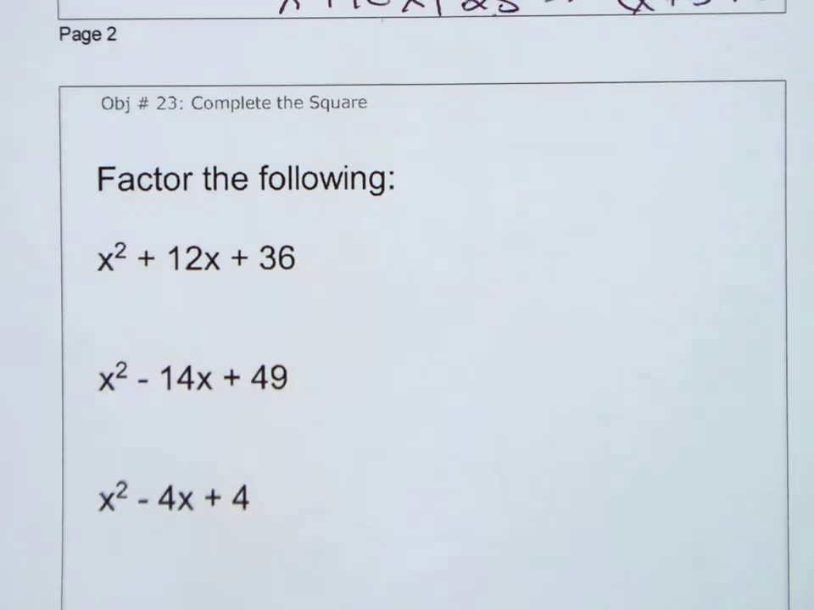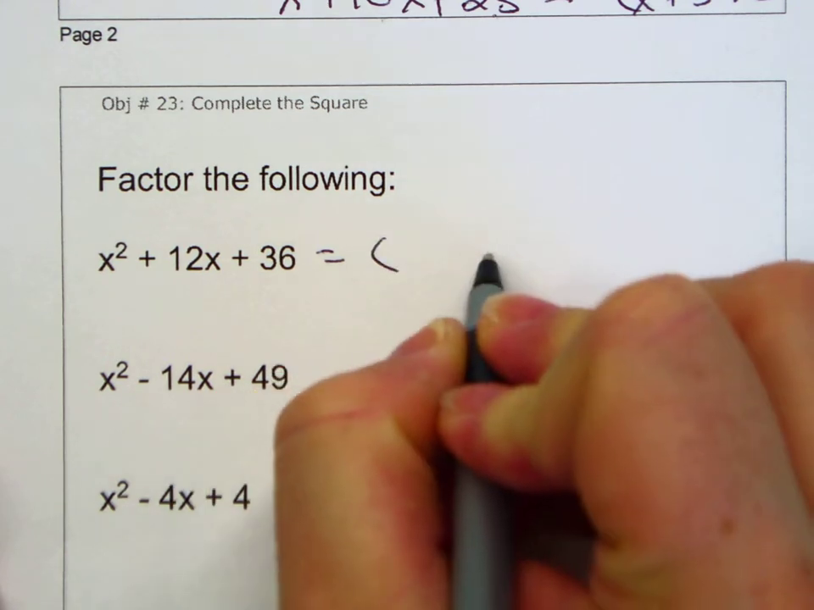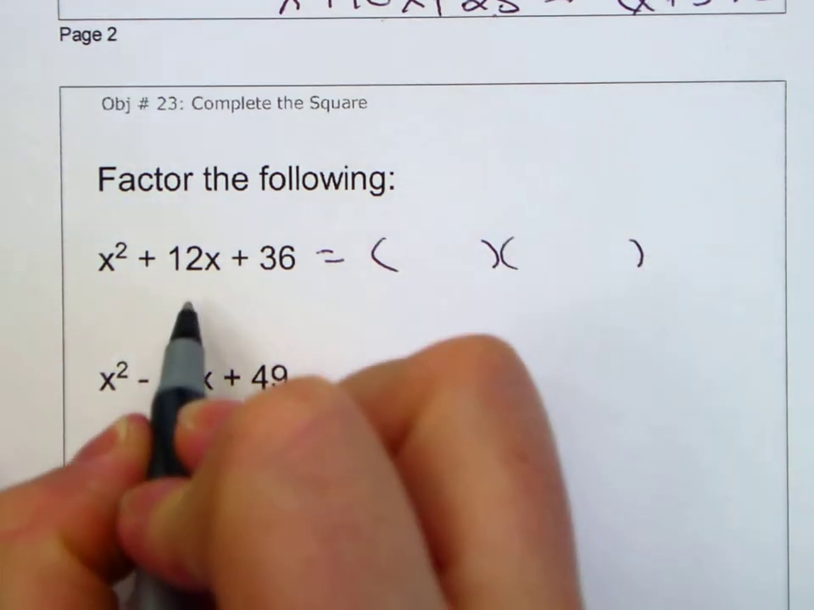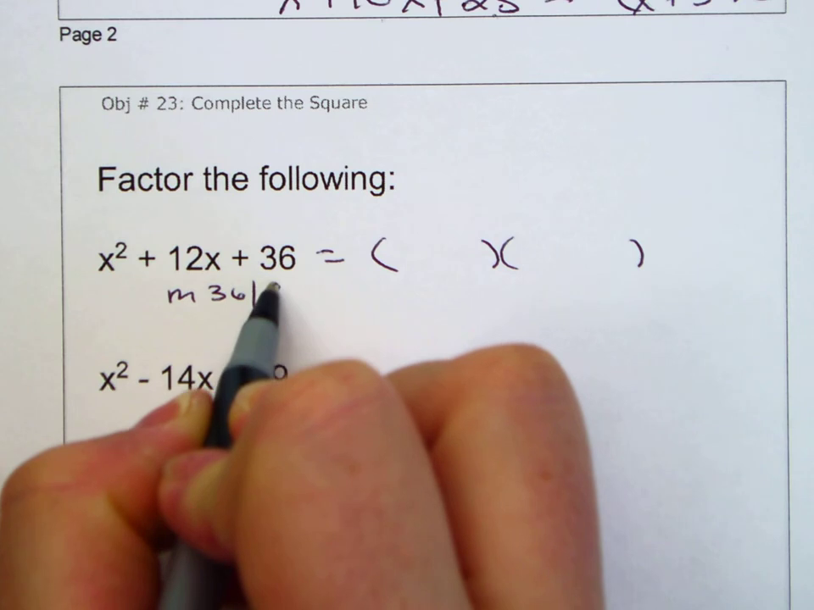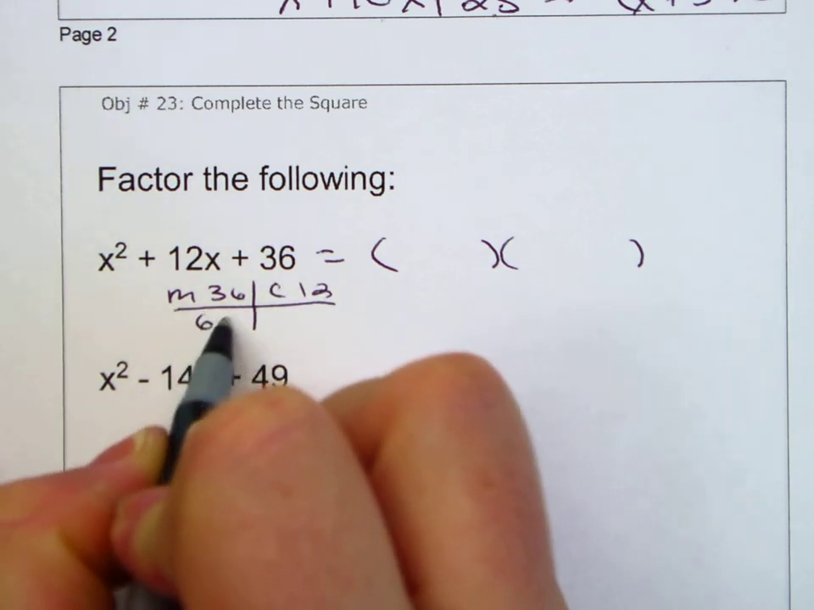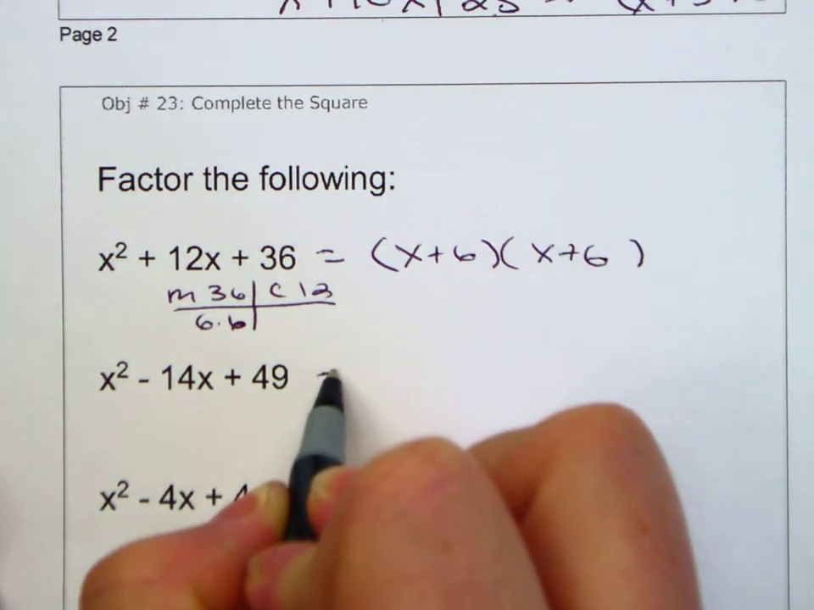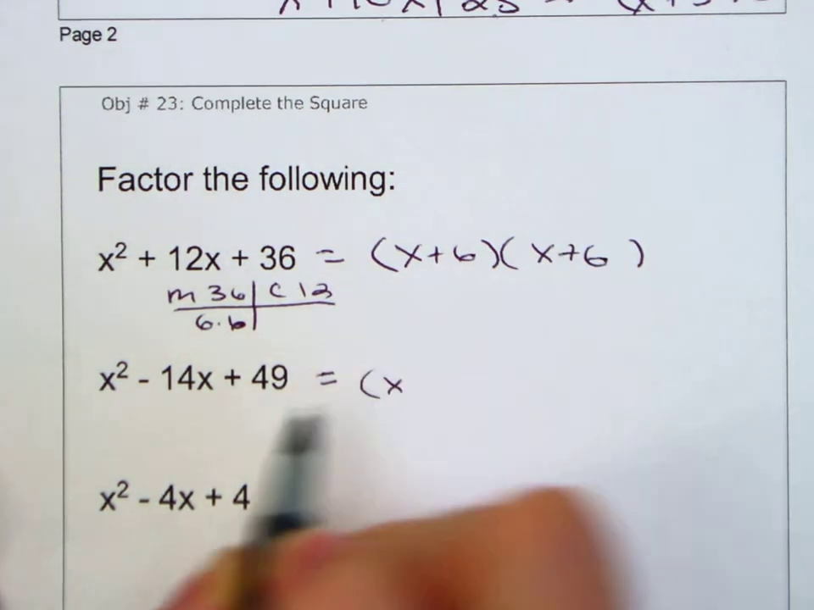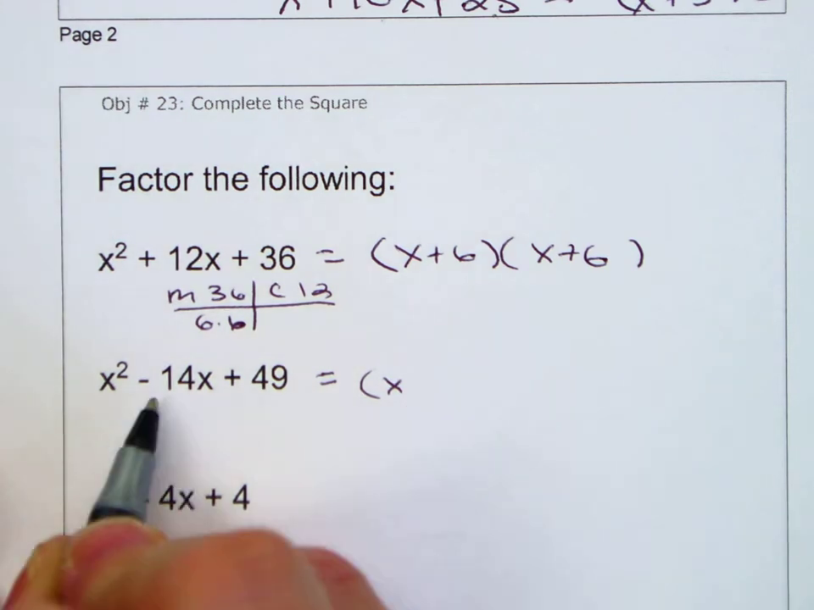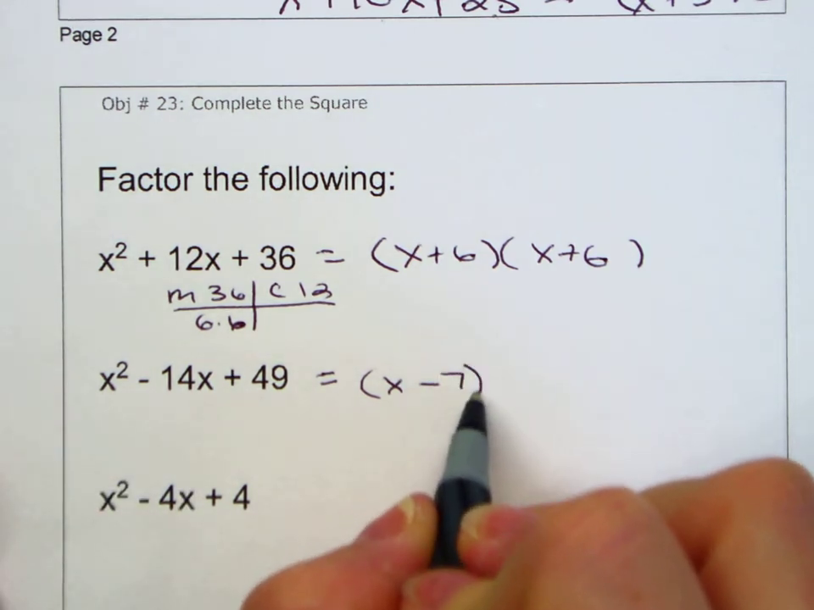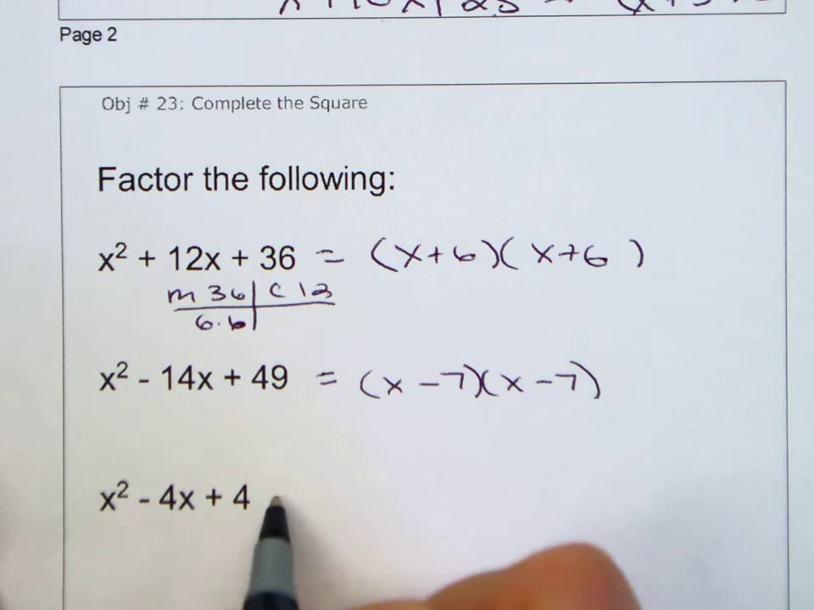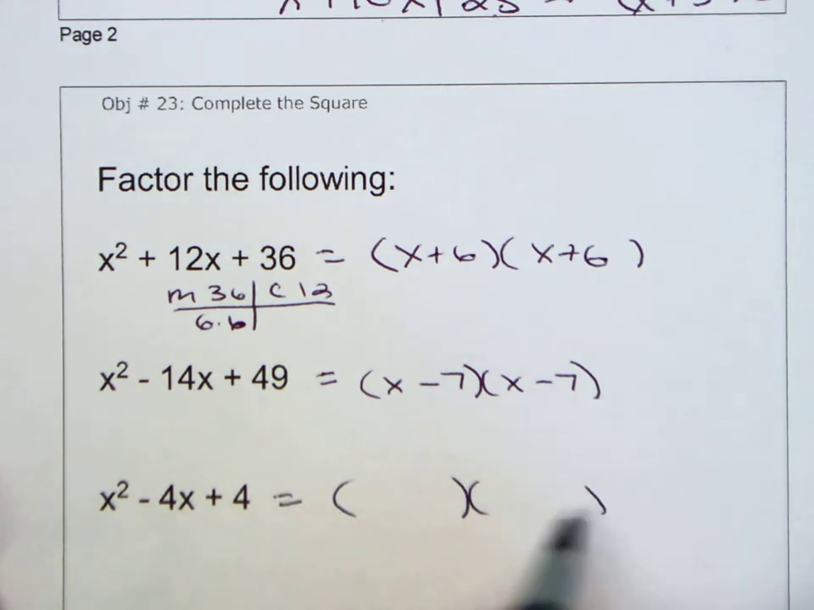Okay. All right. So now take a few minutes, pause the video, and factor those. If you make an MC chart, these are all perfect square trinomials. Okay. What multiplies to 36 and combines to 12? 6 and 6. X plus 6, x plus 6. How about this one? What multiplies to 49? 7 and 7. Notice the middle term is negative. Minus 7, minus 7. And finally, what multiplies to 4? X minus 2, x minus 2.